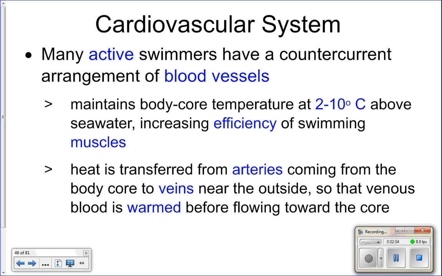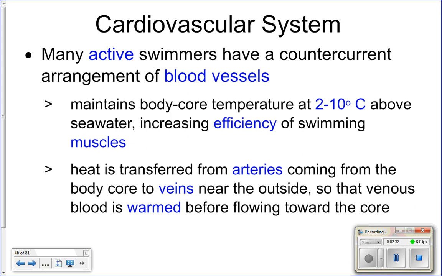Okay, and as it gets cooled off, when it gets to the surface of the body, because it's a little bit cooler, the temperature gradient between the blood and the water is a little bit less, and so the fish loses less heat. So fish are actually able to use this to maintain their body temperature 2 to 10 degrees Celsius above the surrounding water temperature. Okay, and that's good because that actually helps to keep their muscles working really well.